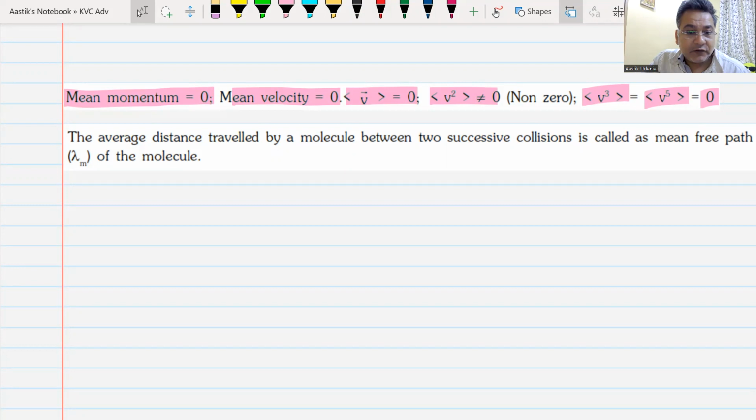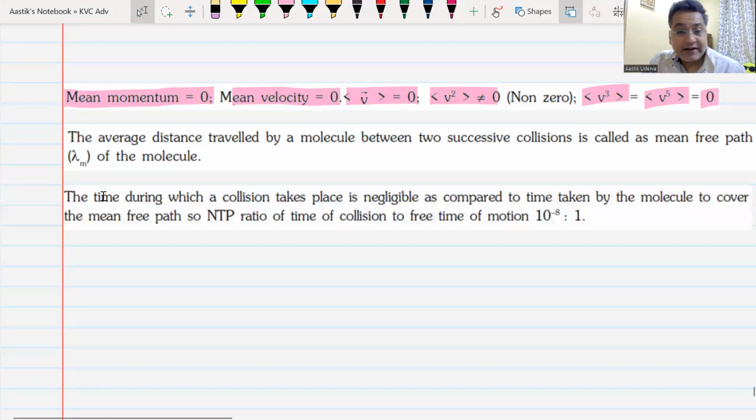The time taken for this collision is very small, and the time taken to cover the mean free path is very large. Time of collision is 10 to the power minus 8. Mean free path is 1. Do we understand this? Yes, sir.